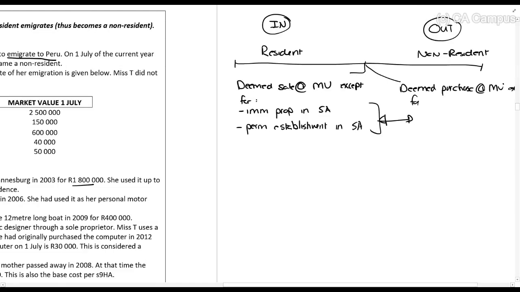Okay, so here, for all of these places as a resident, I'm going to do the following. House in Johannesburg.